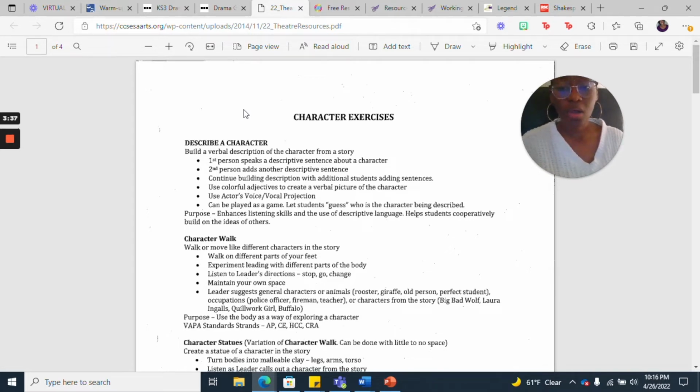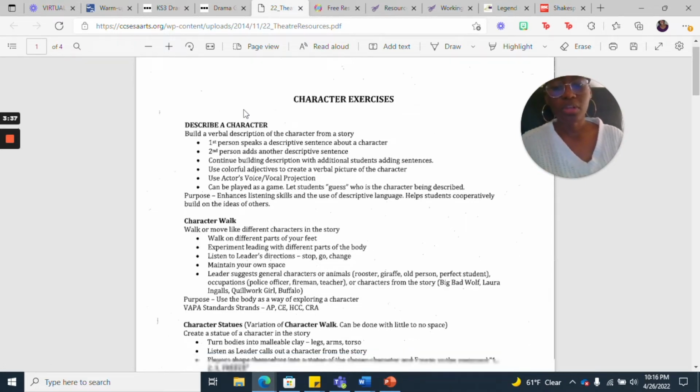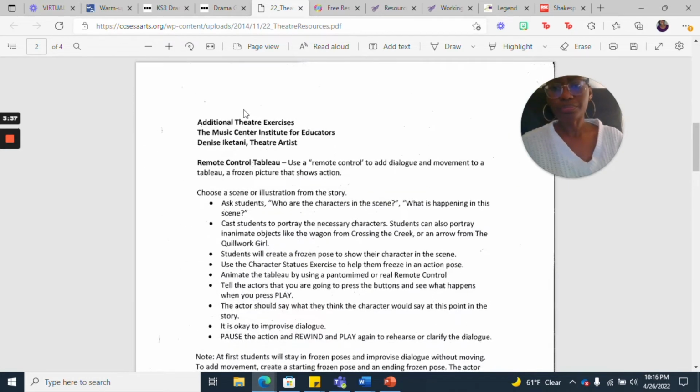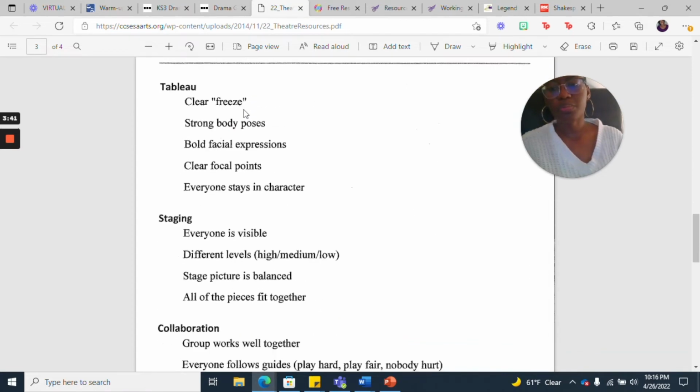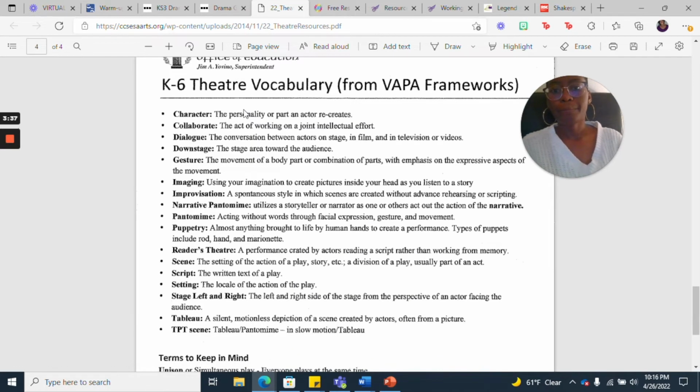You can use these as well when you are working with scenes with your students or even monologues, helping them to really dive into who the character is and finding them physically, exploring the character's walk. There are several exercises that help with that as well.